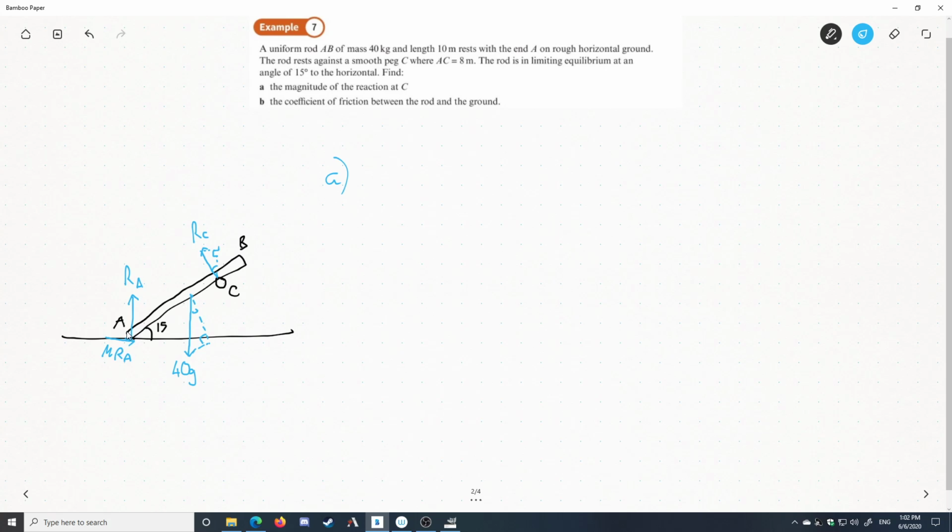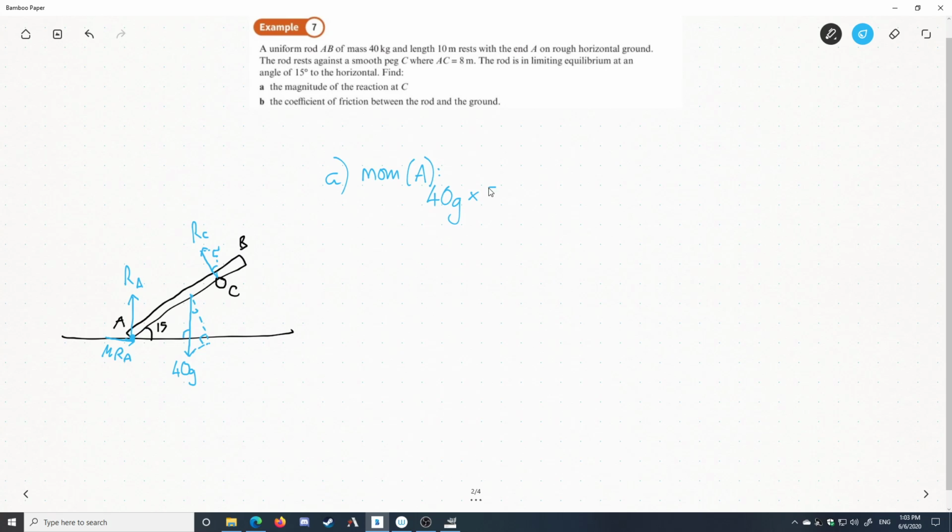So the best course here is to take moments, and if we take moments about A, then we can actually ignore both these forces that act through A, and we're actually going to get an equation in just one unknown. So, taking moments about A. So remember, a moment is a force times perpendicular distance.